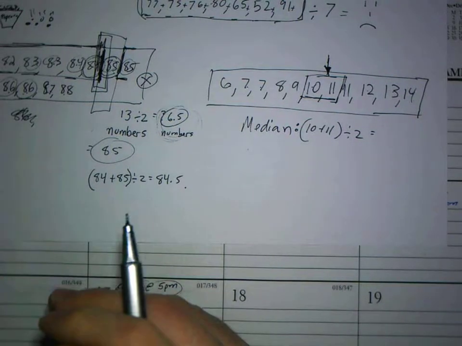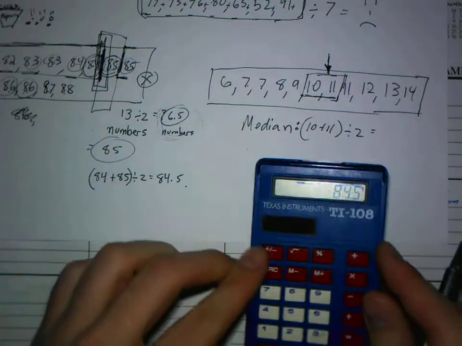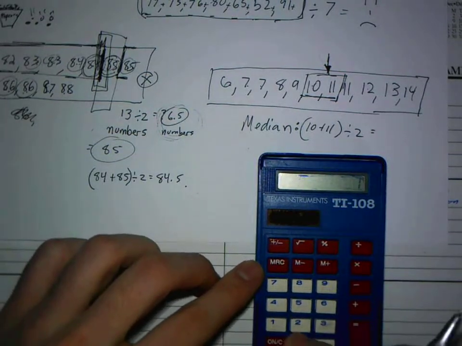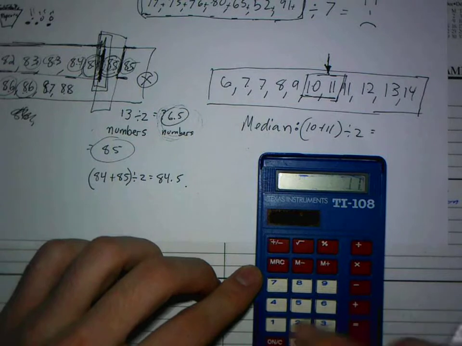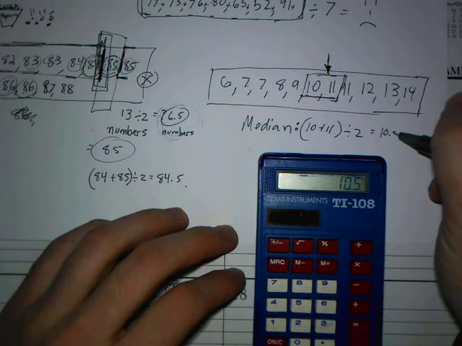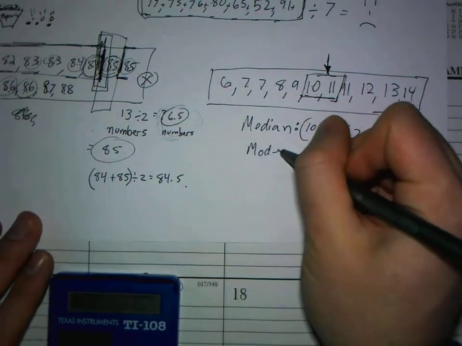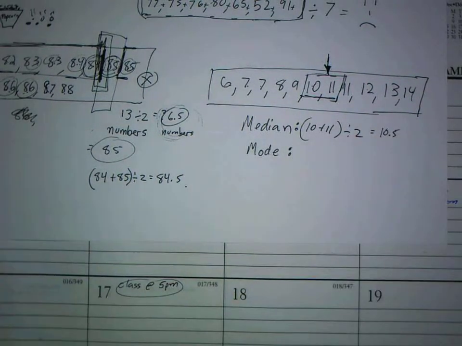Anybody have an answer for me? Elizabeth? 10.5. I think you're right. 10.5. Just like that. All right, so what's the mode for this data set? Remember, mode's like popcorn kernels. What's the mode?